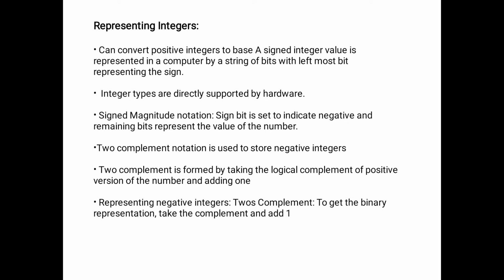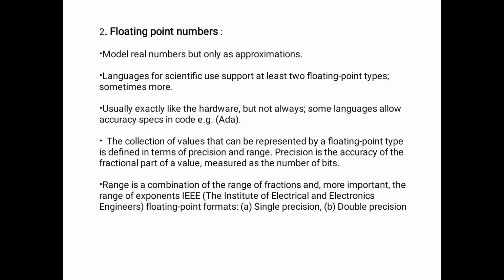Representing negative integers, two's complement: to get the binary representation, take the complement and add 1. Second one, floating point numbers. They model real numbers but only as approximations. In floating point numbers, the expression can be a real number but it represents an approximation of the real number.